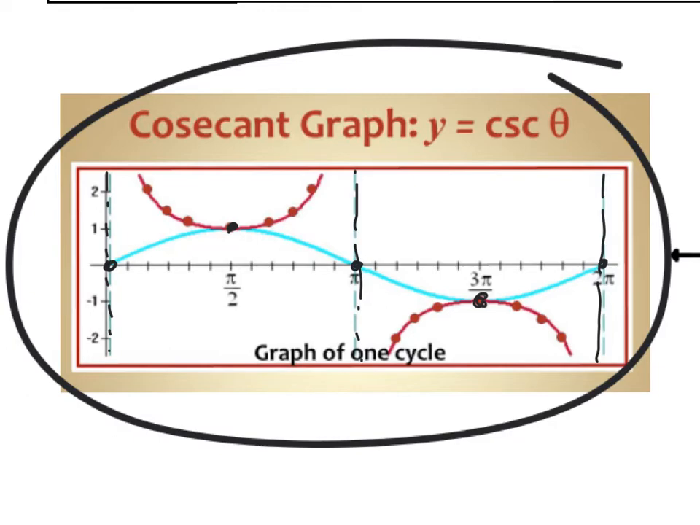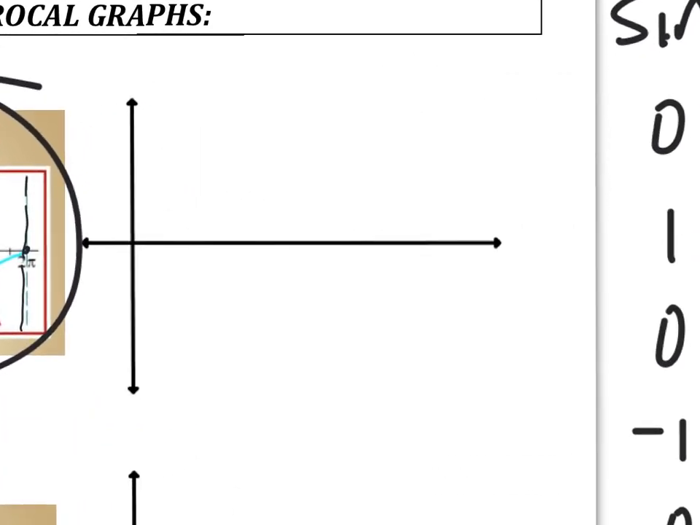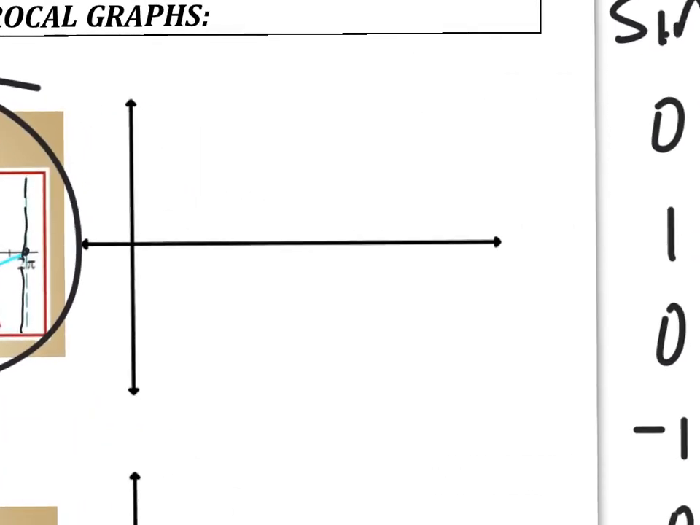So what we're going to do is practice graphing a basic cosecant curve. You have y equals cosecant of x. This is the way we're going to do it. You can leave the graph up there. You're going to graph a sine curve. What are the x values for our sine curve? 0, pi over 2, pi, 3 pi over 2, and 2 pi. Okay, very good.